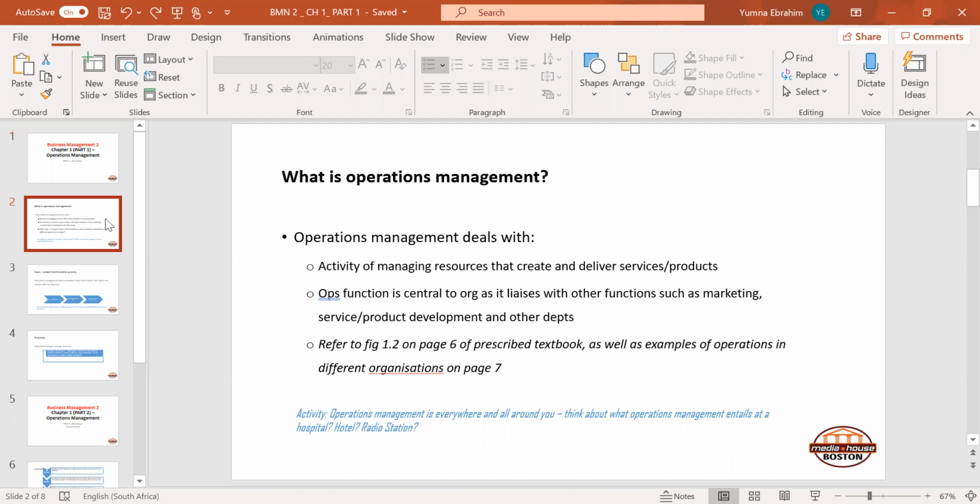The first part is what is operations management? The textbook gives you an example of operations management in practice. There's a lovely case study for you to read through on page 3, regarding Woolworths. Woolworths is a very large retailer. It's a very big operation. They have both the clothing side of Woolworths, and then they also have the Woolworths food. Shopping at Woolworths food is one of my favorite places.